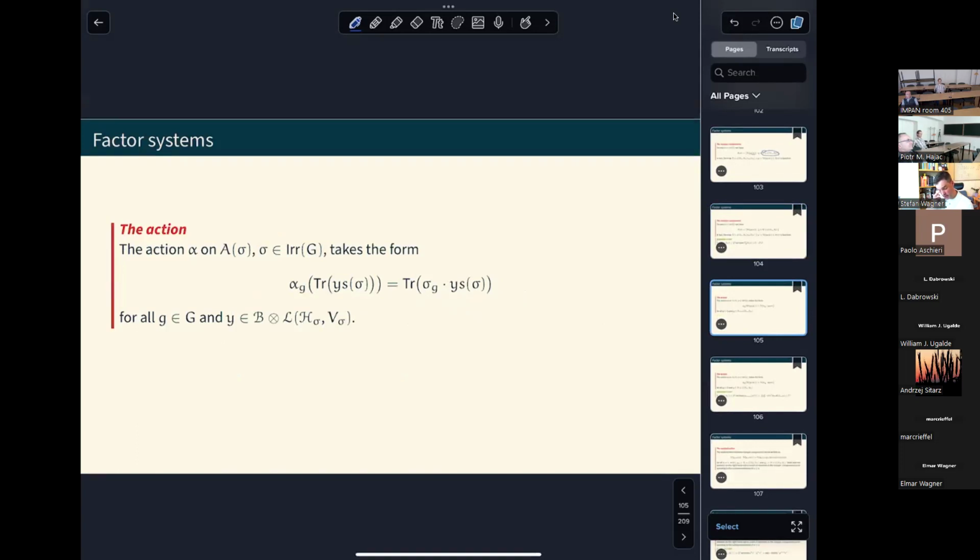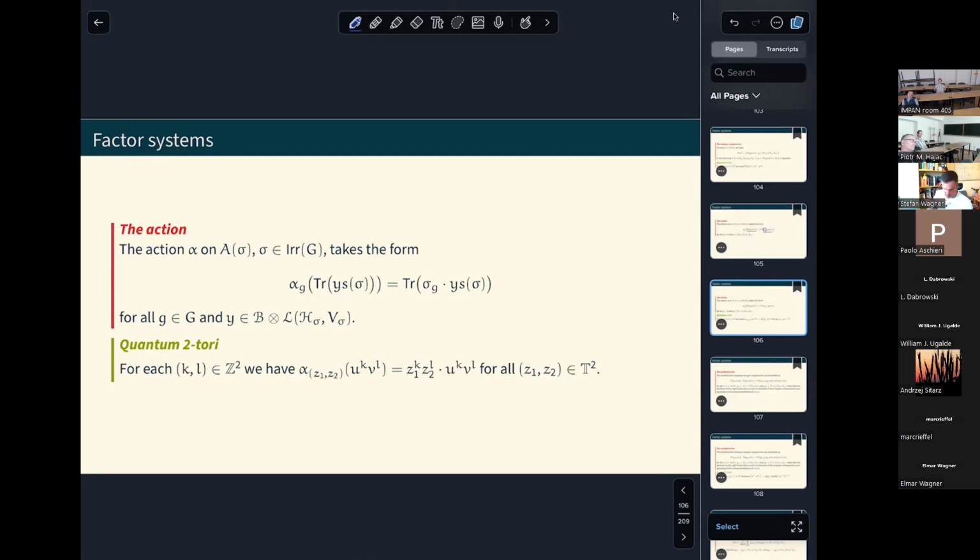How does the action look like on the isotopic components? Well, we know that these are the elements in the isotopic components, and now I have to tell you how they act. Again, it must be something of this form. And what I do here is just multiply with the respective representation from the left side. And again, for the quantum tori, this is kind of obvious. This is just multiplying by the respective character.